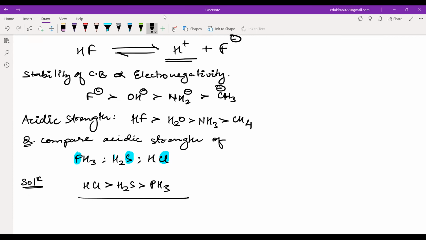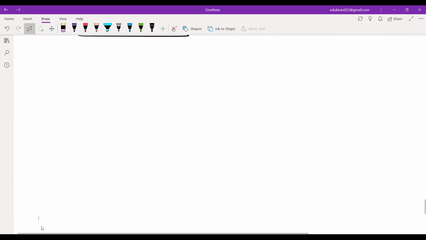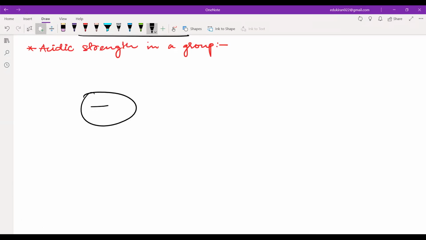Yes, sir. Okay. Now let us look at the acidic strength in groups, of hydroacids only. In a group, if I compare HF, HCl, HBr, and HI, there are two things. Whenever you have a conjugate base, it will always have a negative charge. Yes or no? Tell me. They will all have a negative charge.